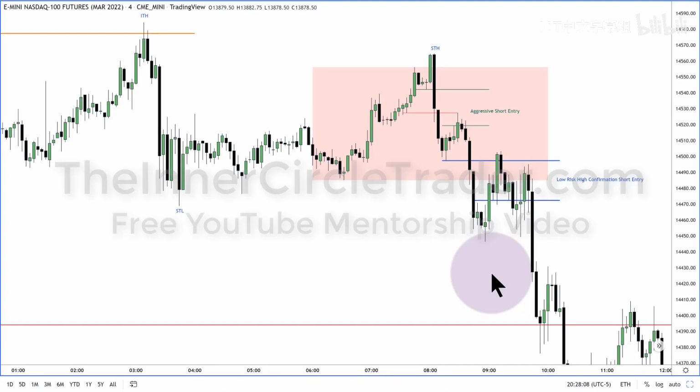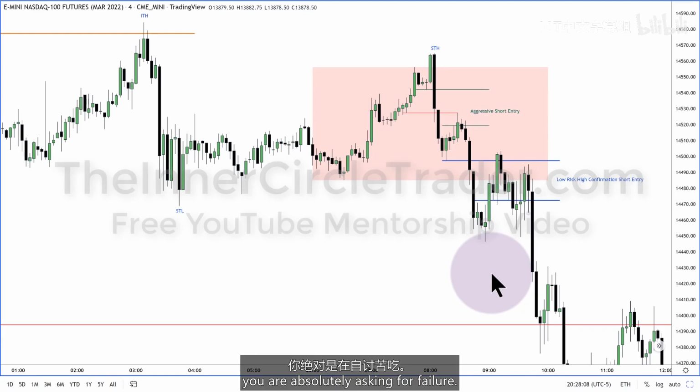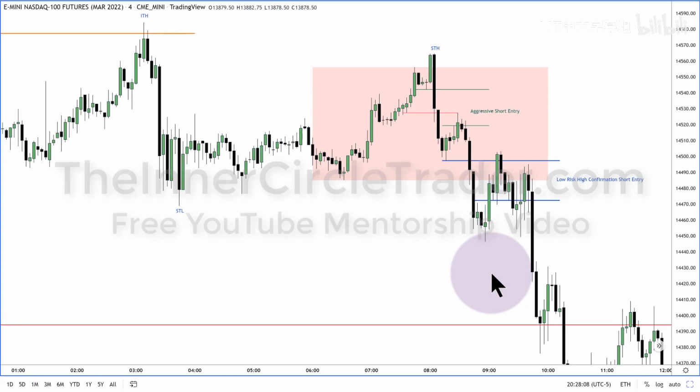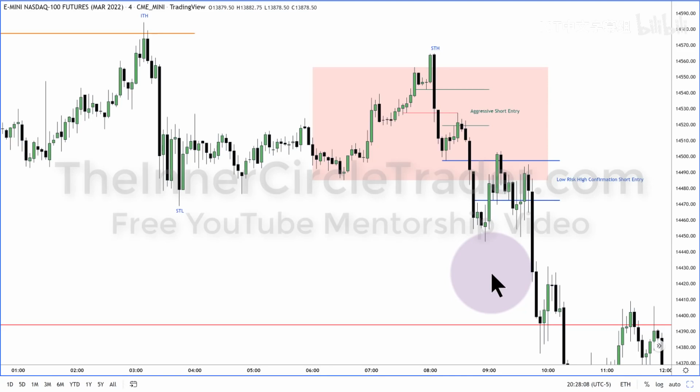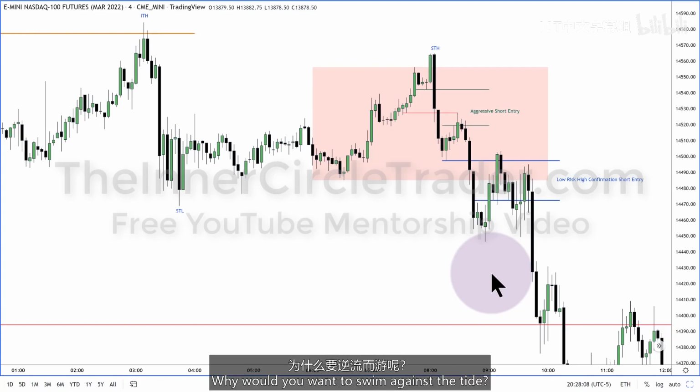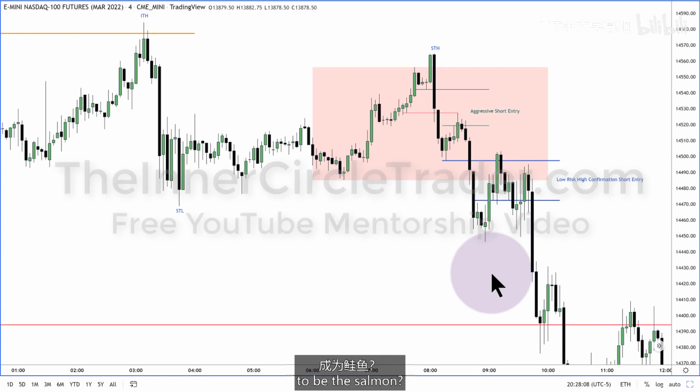If you can't see it working or following suit to what the daily chart's likely to do, or in layman's terms, if you're trading against what that daily time frame or daily chart is likely to be doing, you are absolutely asking for failure. You're asking for it. You're begging for it. That's not to say that you can't go long when the daily chart's going lower. But why would you want to? Why would you want to swim against the tide? Why would you want to be the salmon?